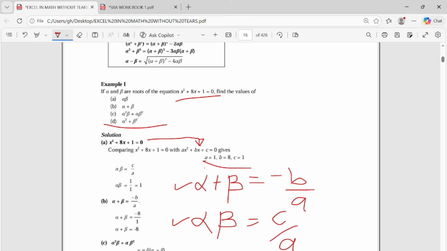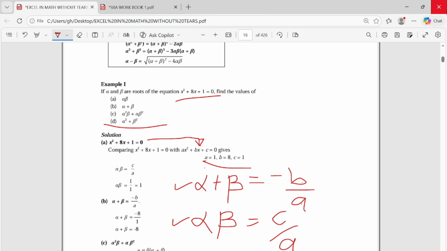So now after getting the values of a, b, and c, you just substitute in here. You substitute the value of b here, substitute the value of a here. So you come up with your value. If you want alpha plus beta for part B, put b here as 8 and then 1 for a, and then you come up with your answer as negative 8. If you want alpha beta, you put your c here as 1 and then your a as 1, you come up with 1.